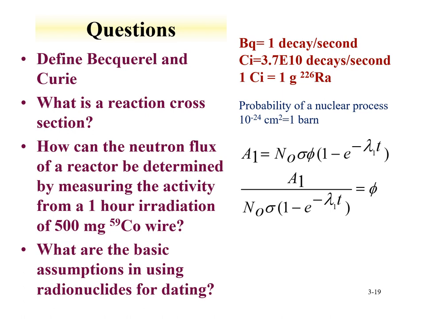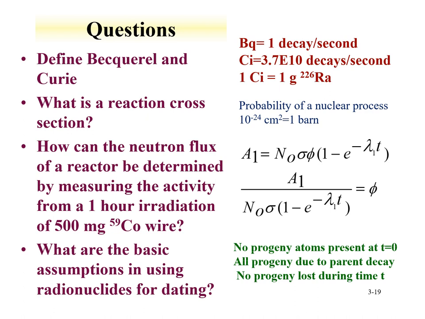What are the basic assumptions in using radionuclides for dating? These relate to the progeny. One is that no progeny atoms are present at time zero. All the progeny that are present in the sample at time t are due to the parent decay, and no progeny is lost during the time of the decay.